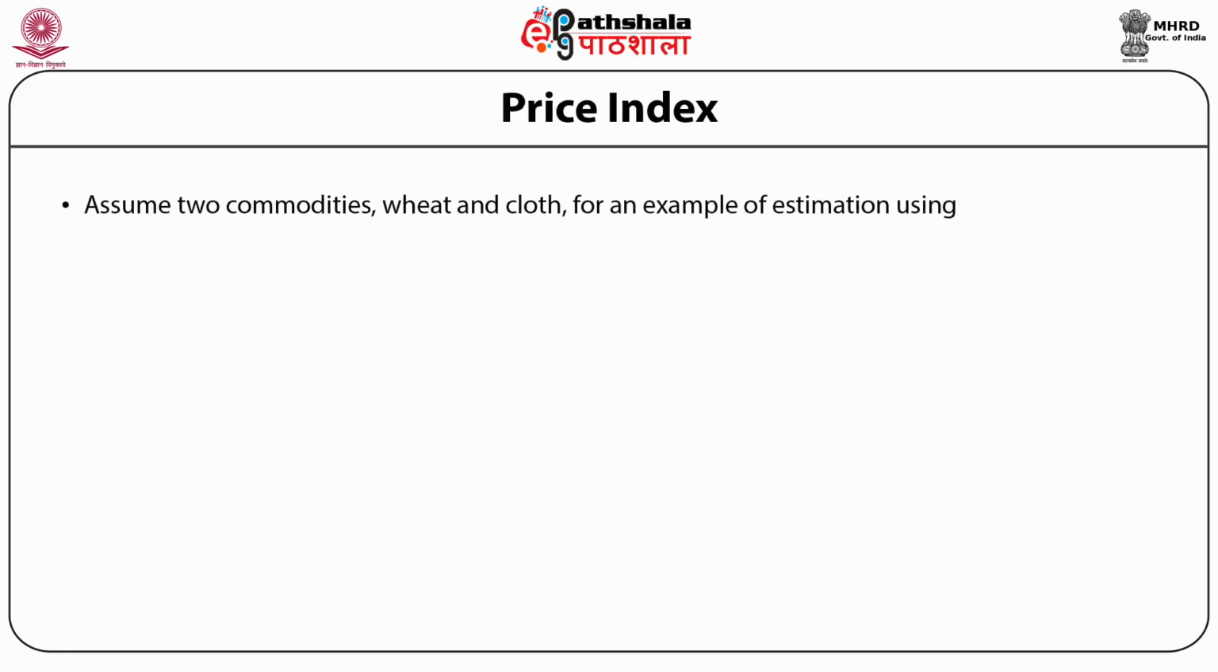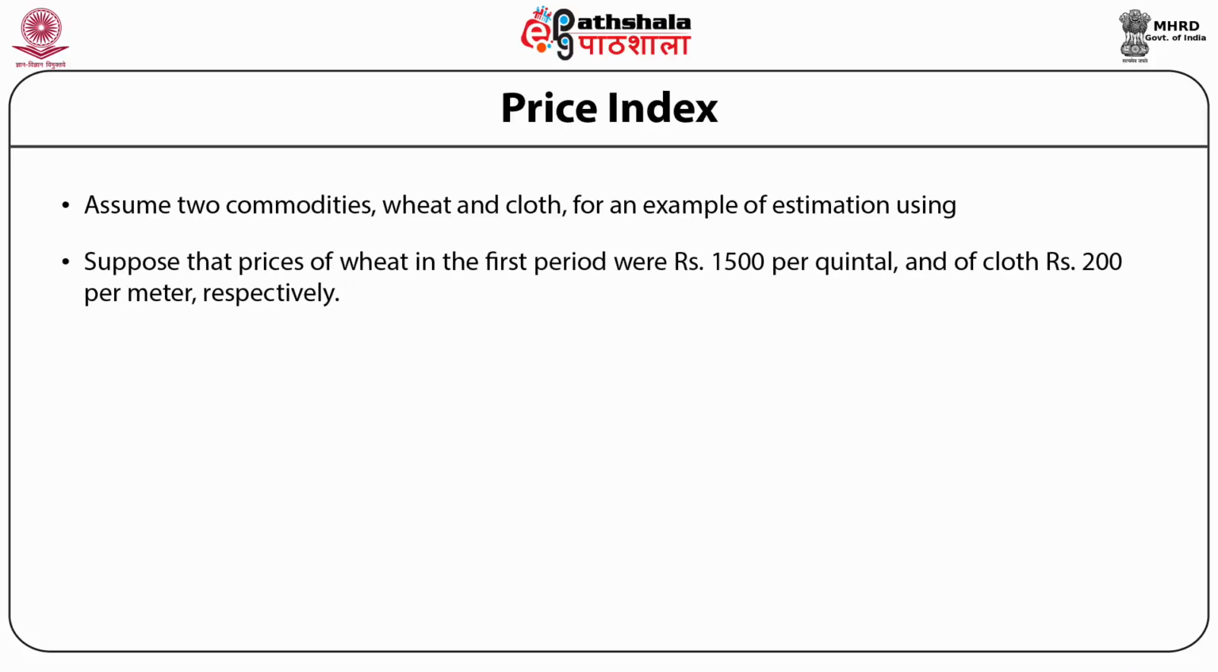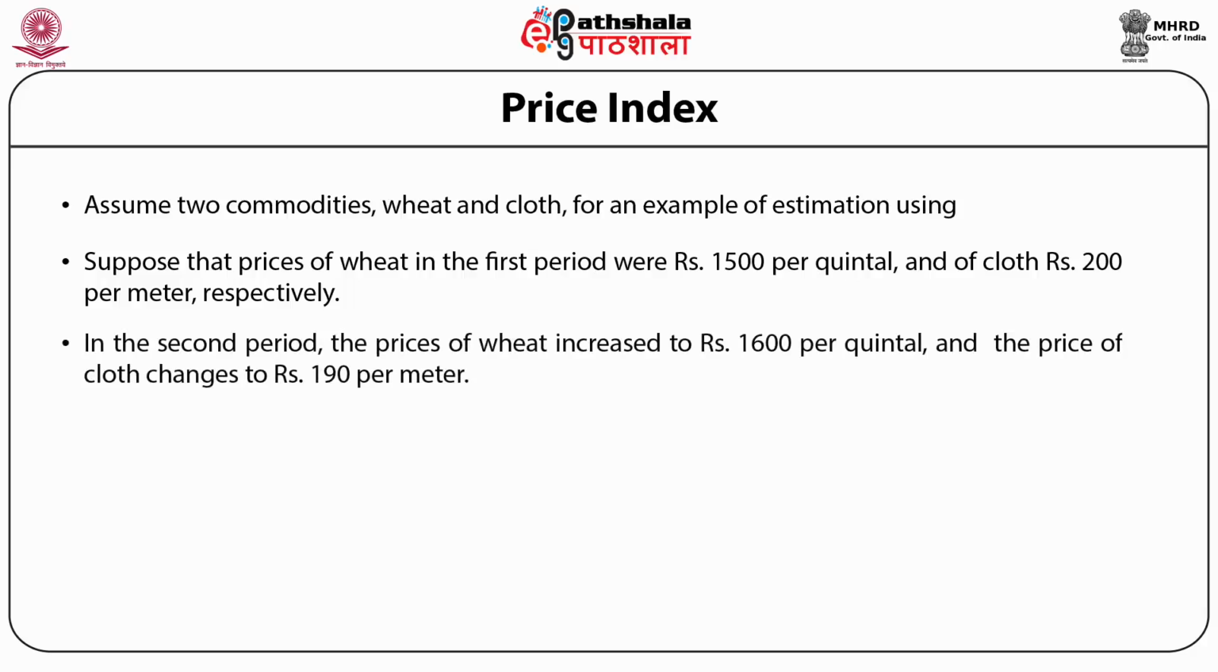Now take the case of two commodities, wheat and cloth, for an example of estimation. Suppose that prices of wheat in the first period were rupees 1500 per quintal and cloth was sold at rupees 200 per meter respectively. In the second period, the price of wheat increased to rupees 1600 per quintal and the price of cloth changed to rupees 190 per meter.